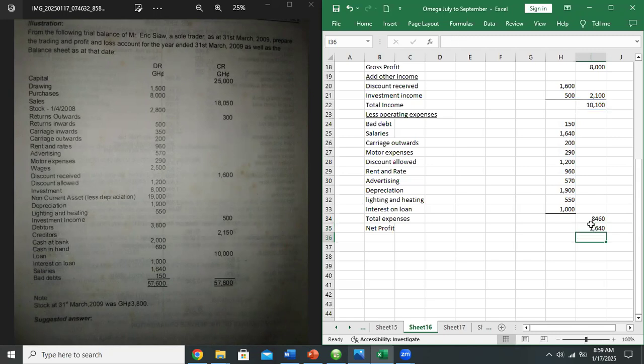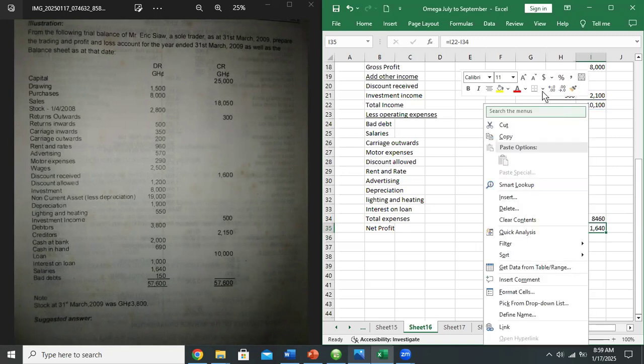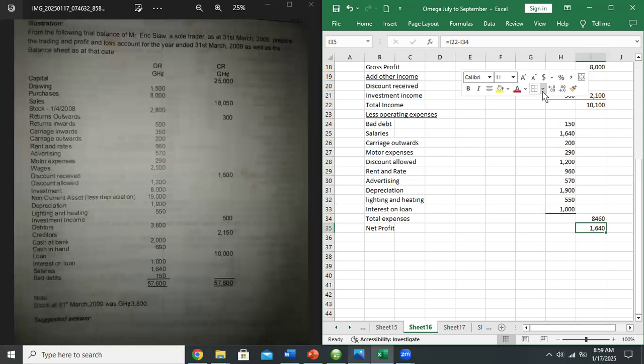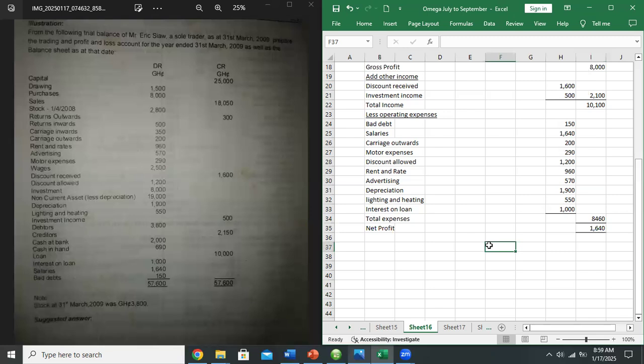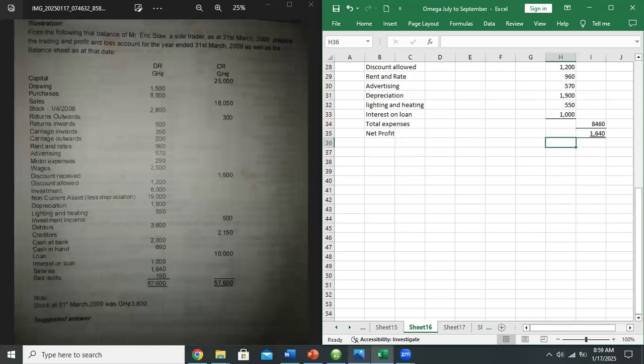So we get a net profit of 1,640. Now we end the trading and profit and loss account. Beautiful. Professors, any question up to this point? If there are no questions for me, shall we continue to the balance sheet?